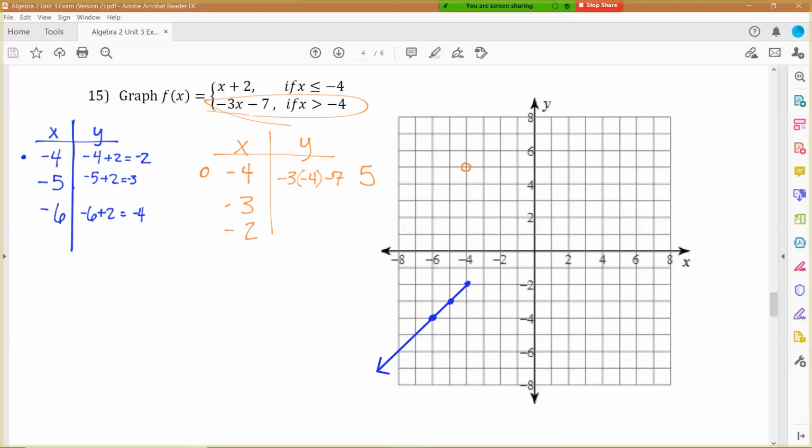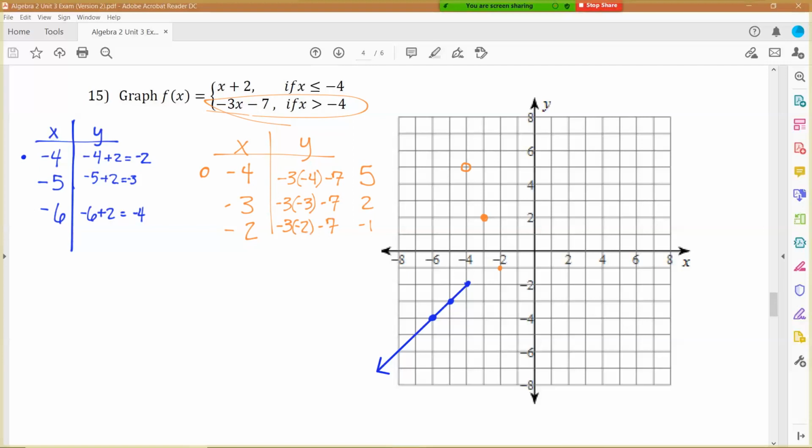Then I'm going to keep going. If I plug in -3, -3 times -3 is positive 9. 9 minus 7 is 2. So that gives me the ordered pair (-3, 2). And then if I plug in -2, I would have -3 times -2 minus 7. So 6 minus 7 is -1. So (-2, -1). I've got 3 points. I have enough to draw my line.